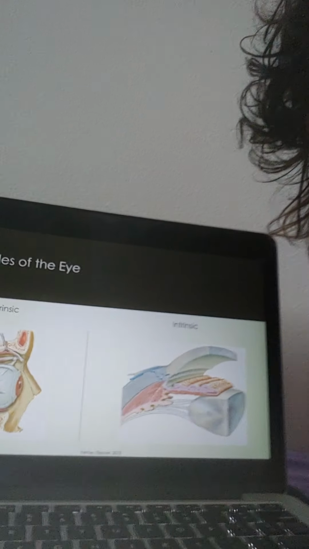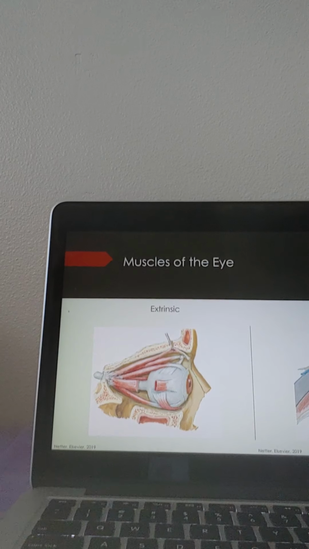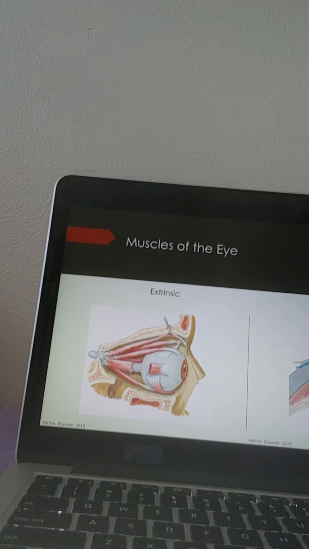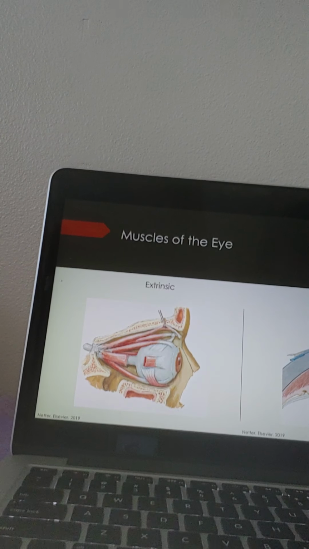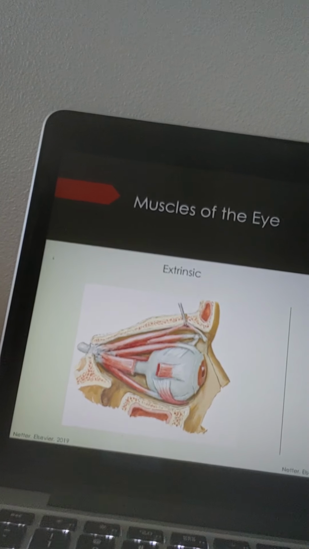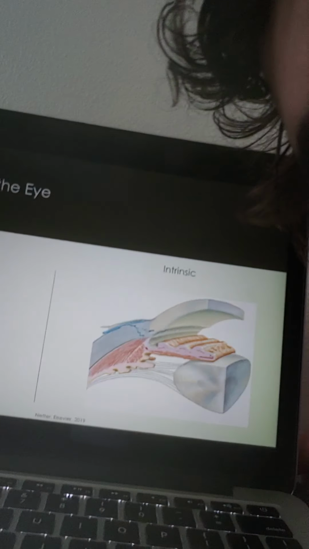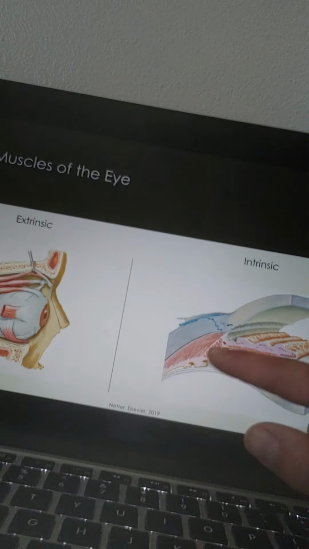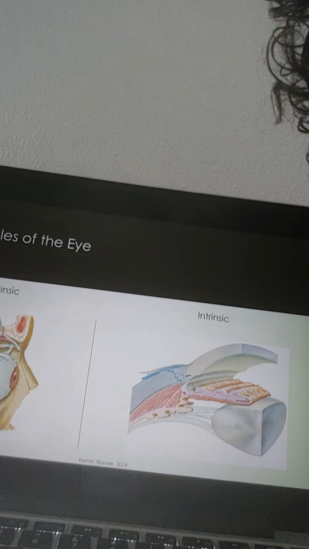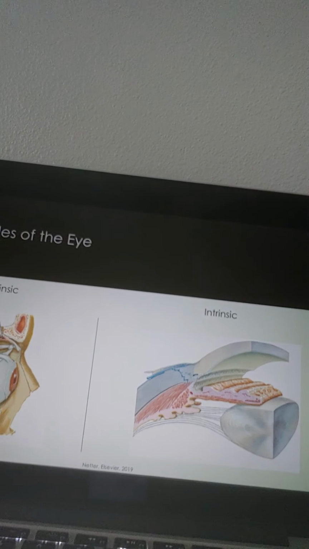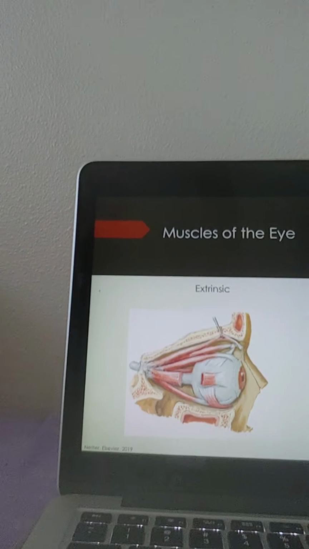Alright, so now about the topic of this talk, muscles of the eye. So in general, there are two different groups of eye muscles. There are extrinsic eye muscles, as you can see here, and there are intrinsic eye muscles, which are right here and here. These red things are intrinsic eye muscles. And so let's get into it. We're going to go into a little bit more specifics about the extrinsic and intrinsic eye muscles.